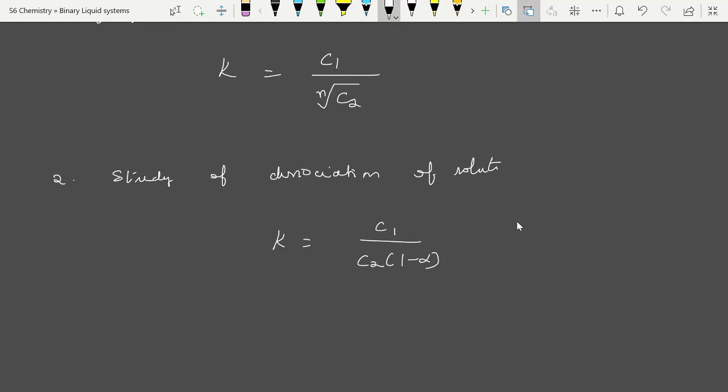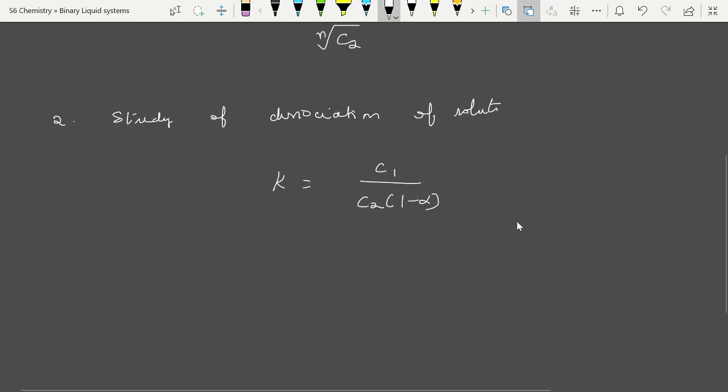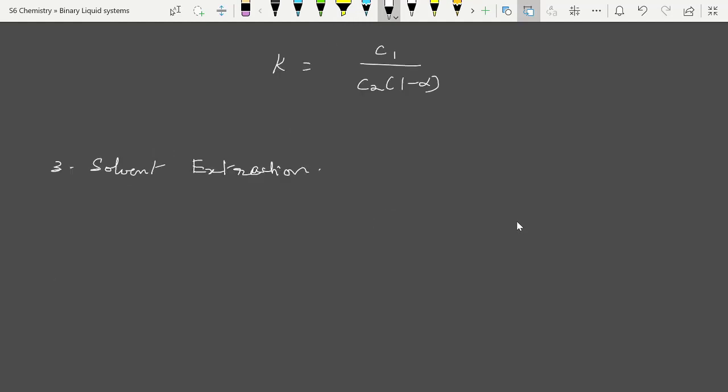Knowing the degree of dissociation at one concentration, its value in any other concentration can be calculated, since the value of distribution coefficient is constant at a given temperature. Now third one is solvent extraction. The principle of solvent extraction is based on the principle of distribution of a solute between two immiscible liquids.